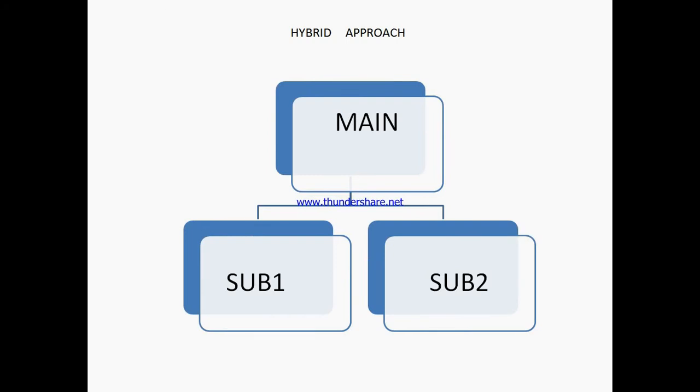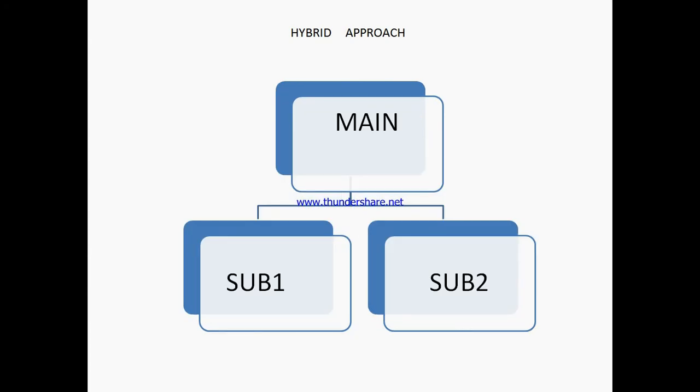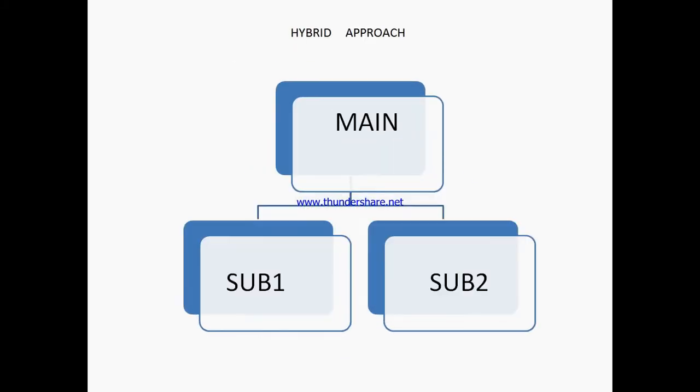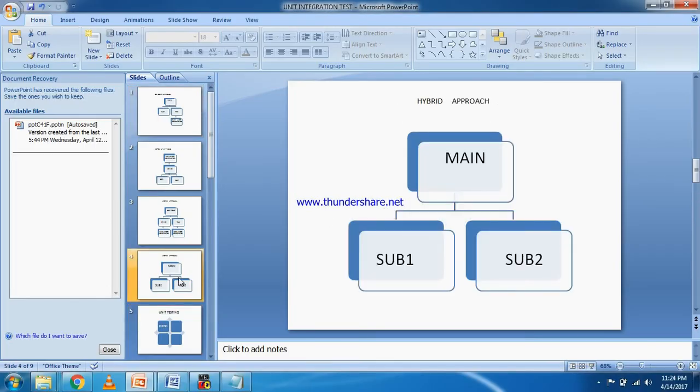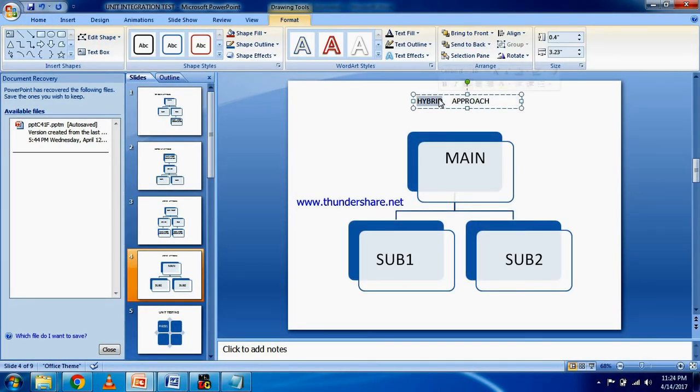And the fourth approach is big bang. You can see the main, sub 1 and sub 2. One minute. Once all these things are ready, they remove the driver and stub, then it will be like this: main, sub 1, sub 2 as in hybrid approach. In the next one, you can see the Big Bang approach. Yeah, let me update this, there is some mistake here. Yeah, this is the Big Bang approach or system approach, you can call it the system approach.